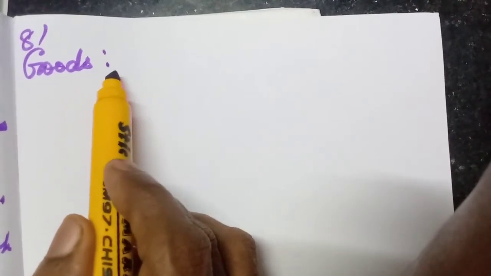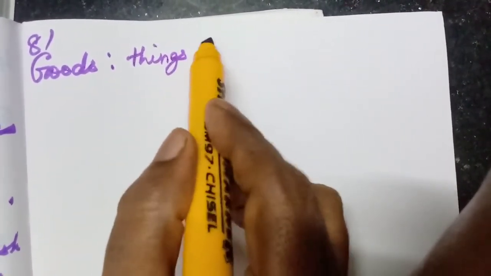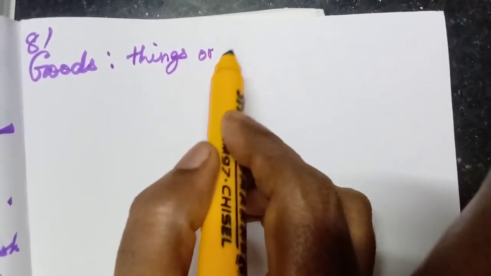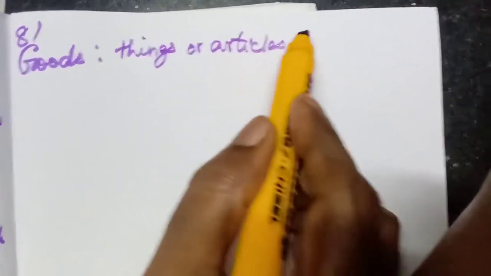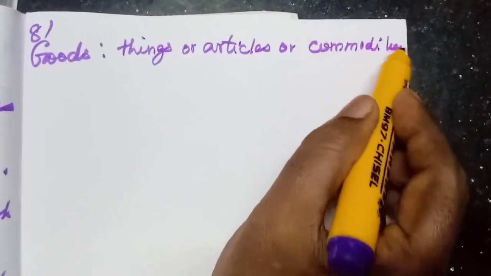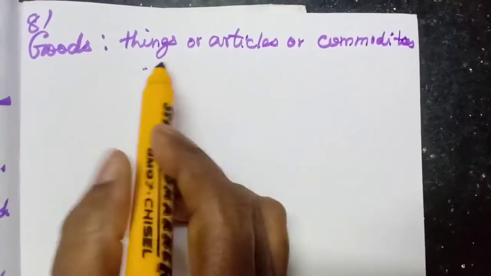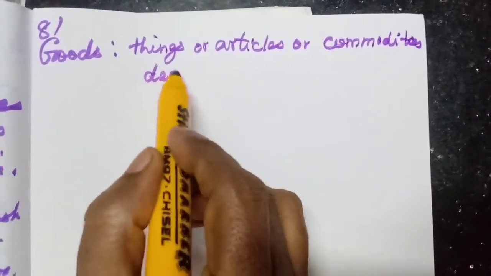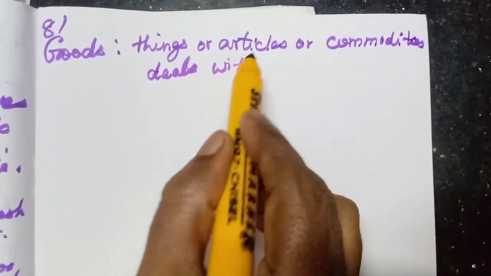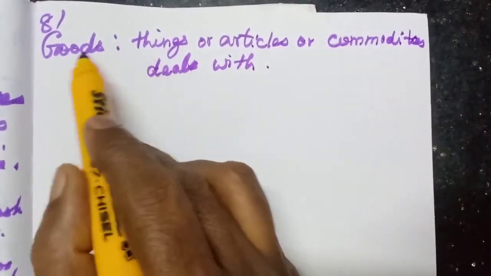Eighth one, goods. What is called goods in business? Goods we can say may be the things or articles or commodities. Things or articles or commodities. All these are called as goods. When a business is dealing with some things or articles or commodities, that is called goods.